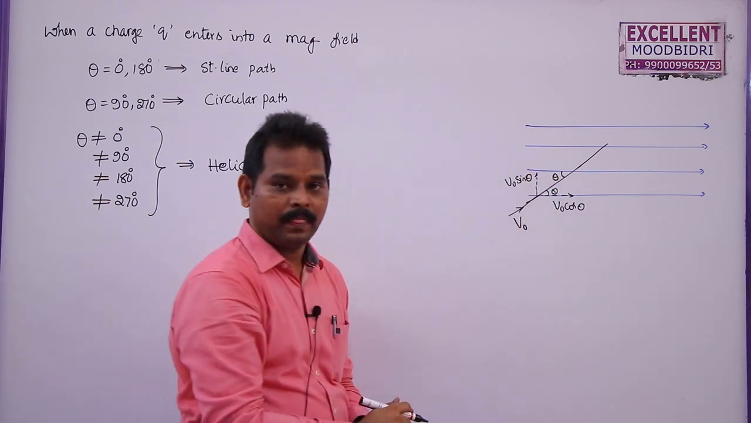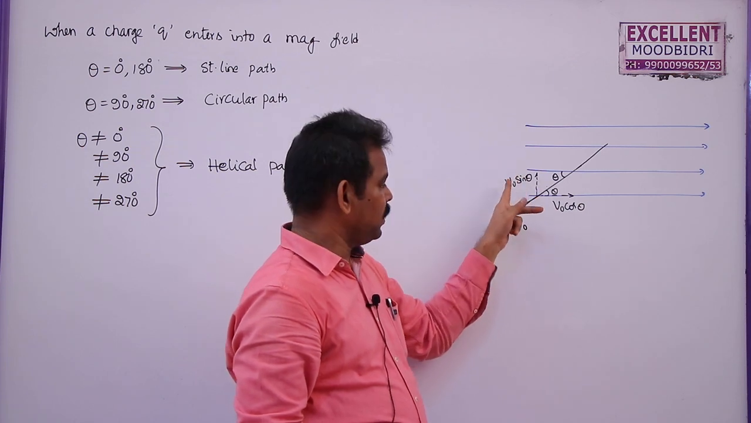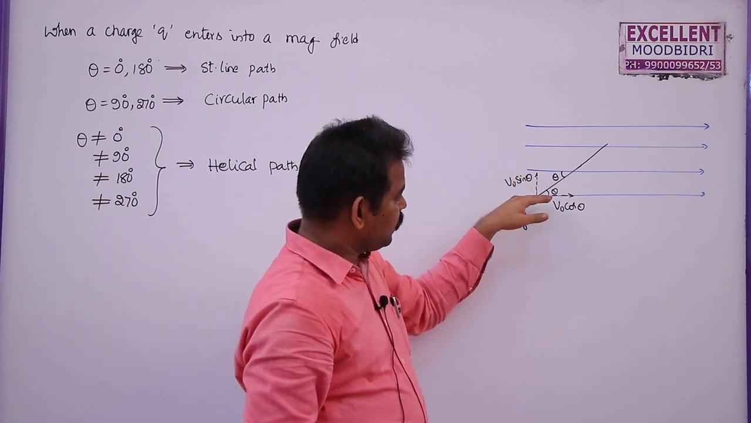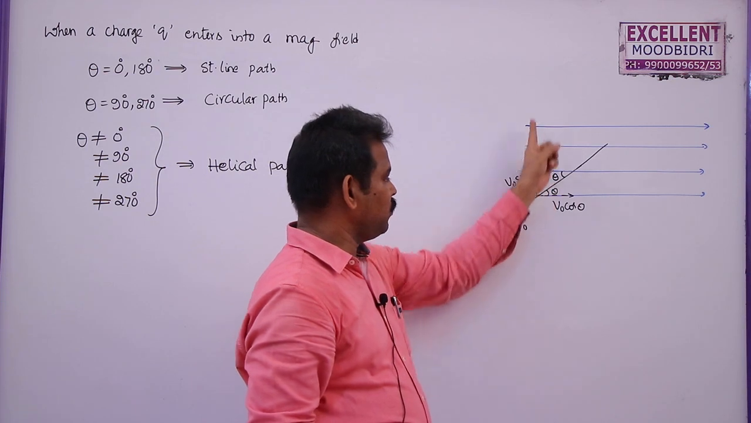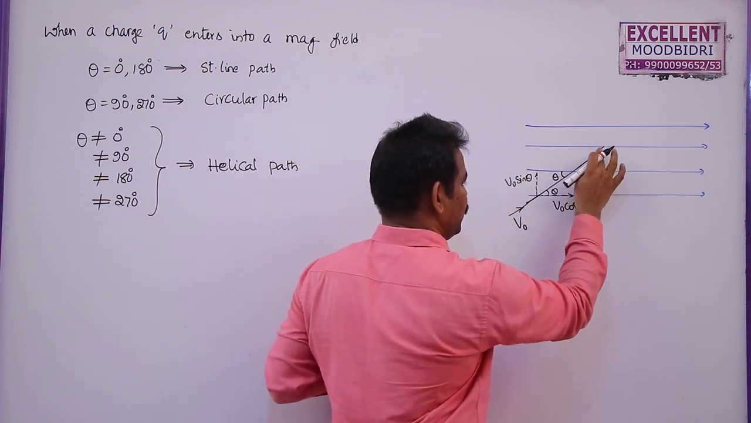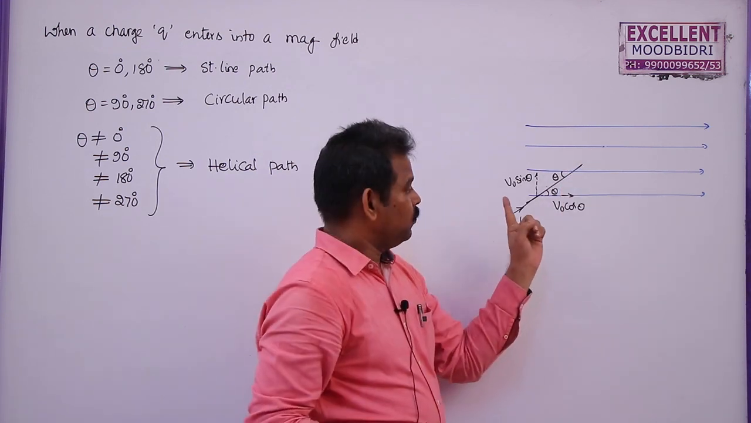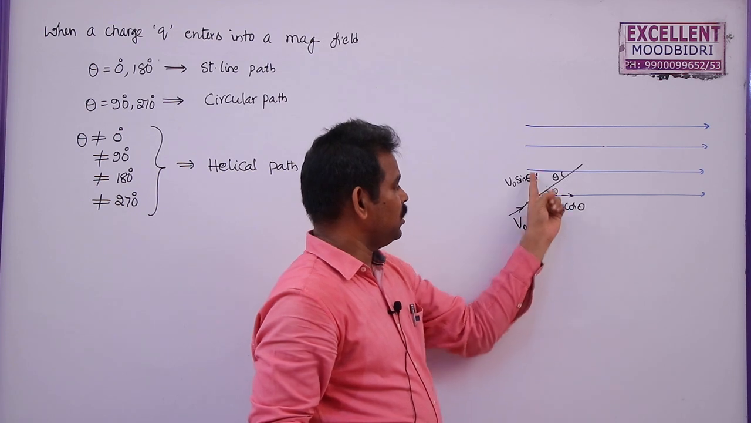Due to these two different velocities in two different perpendicular directions, the particle will try to move along the x-axis as well as along the y-axis. Due to this, the particle will have a mixed motion, that is motion along the x-axis and motion along the y-axis.